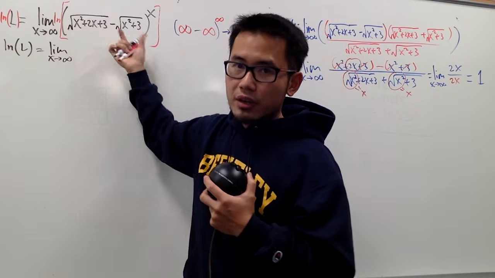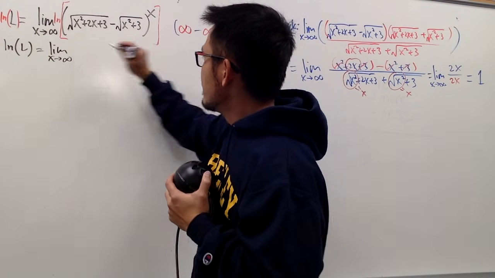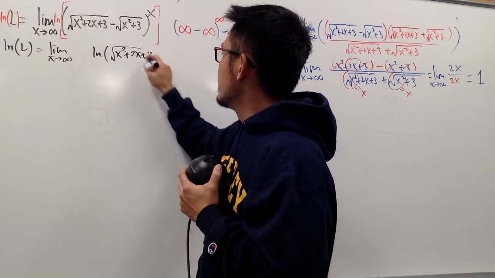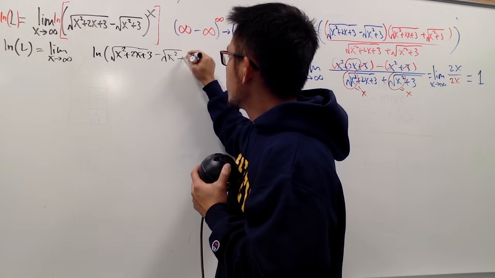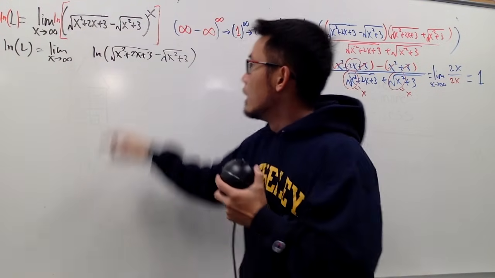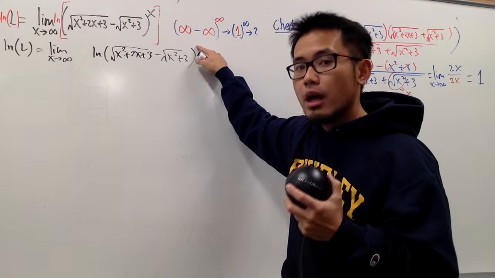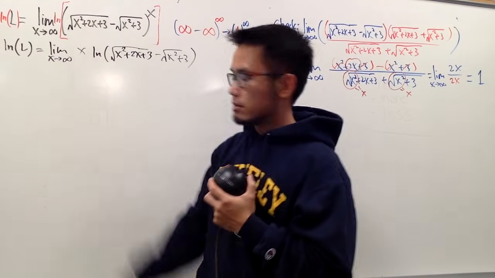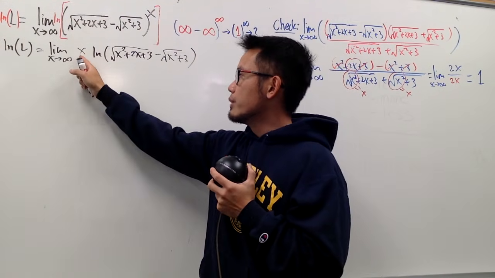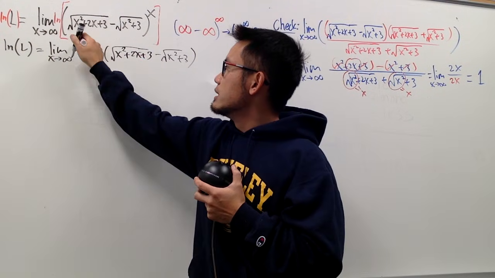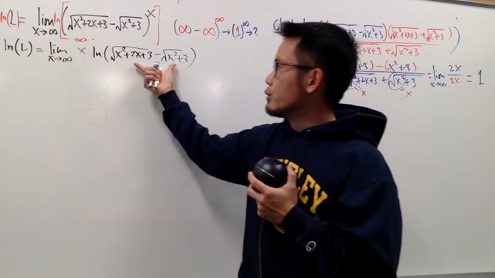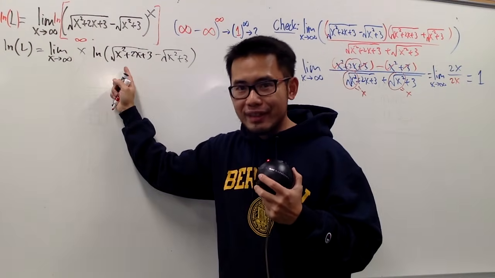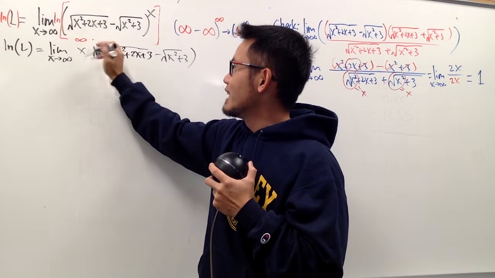Let me just write down the natural log of this part first, okay? So we will have ln of the square root of x squared plus 2x plus 3 minus square root of x squared plus 3, right? Well, I had this x earlier in the exponent, but by one of the ln properties, I can bring that x to the front, right? Well, if you plug in infinity into this x and that part, we will end up with infinity times. And when we plug in infinity into this, you know this right here is going to give you 1 for the limit. So ln 1 is going to be 0. Check this out. We have infinity times 0.